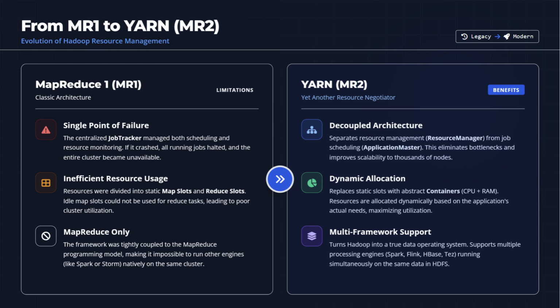Most importantly, Yarn turned Hadoop into a data operating system, allowing other engines like Spark, Flink, and HBase to run natively on the same cluster.